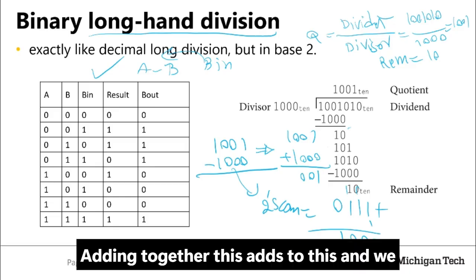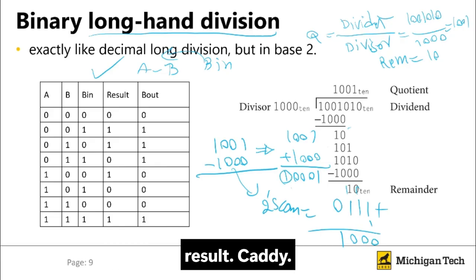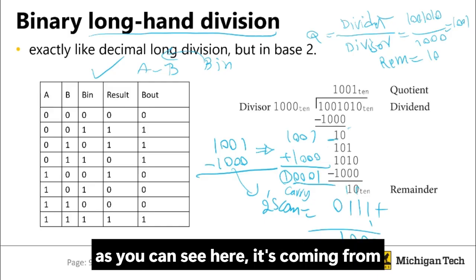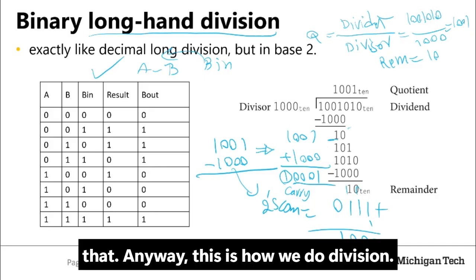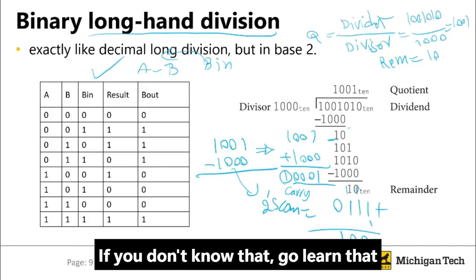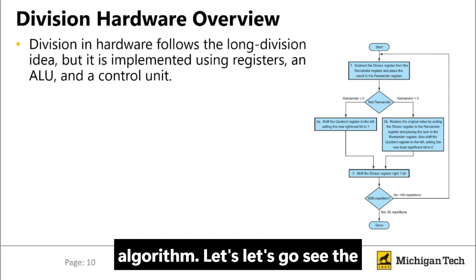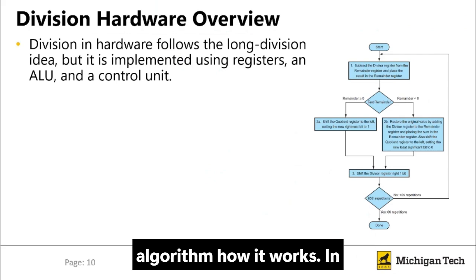Adding this to this, and we want to get 1 carry, so the result carry is this one. So as you can see, this is coming from that. Anyway, this is how we do division. If you don't know that, go learn that. This hand division is important for the algorithm. Let's go see the algorithm, how it works.